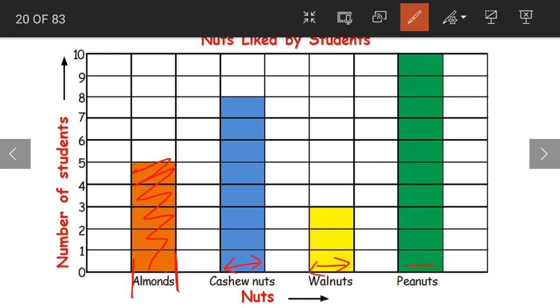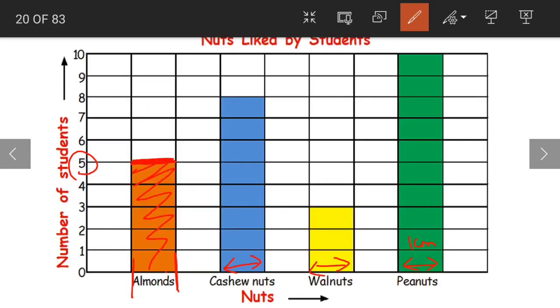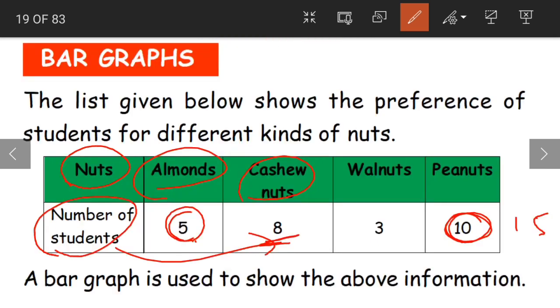Yes, 1 centimeter. Here how much did we take? 1 centimeter width. So you have to draw the bar with 1 centimeter width. As 5 students like almonds, you have to fill it up only till 5. Now coming to cashew nuts, 8 students like cashews. So here is our 8. So the cashew nuts bar should be filled till 8.